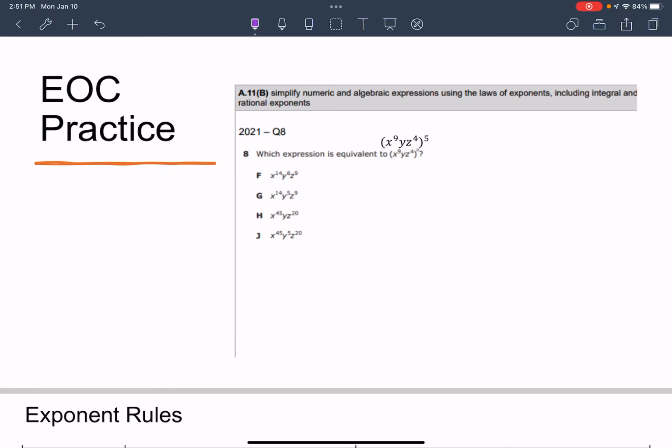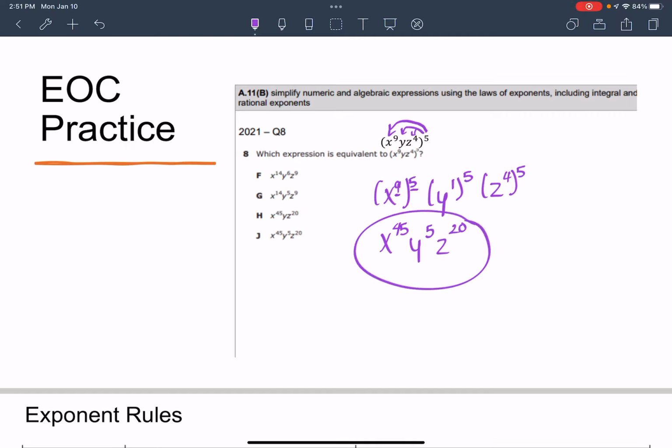Remember, when we have an exponent, we distribute it to everything that's within the parentheses. So this becomes x to the 9th to the 5th. Y by itself means it's y to the 1 to the 5th. And then it's z to the 4th to the 5th. When we have a power being raised to a power, we multiply the two exponents. So this becomes x to the 45th, y to the 1 times 5, which is 5, and then z to the 20th. So that matches answer choice J, which is the correct answer.